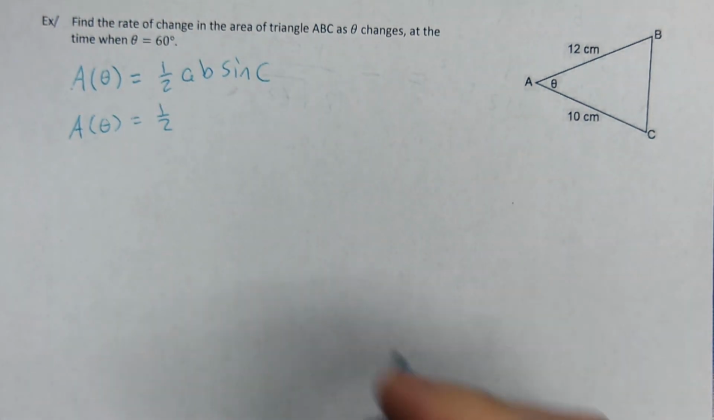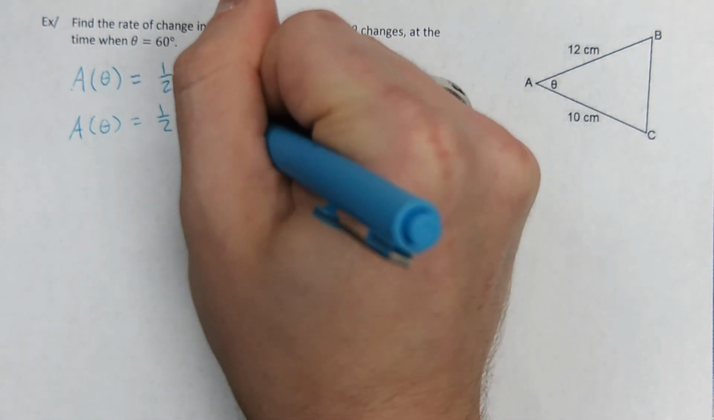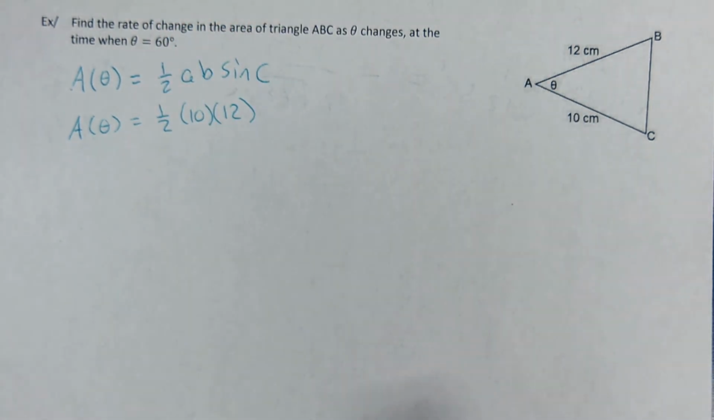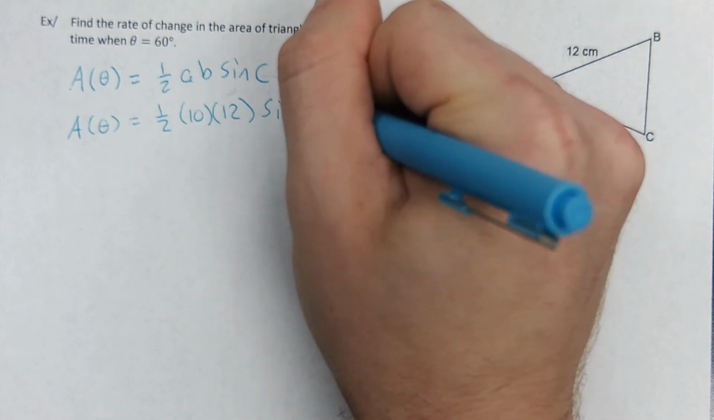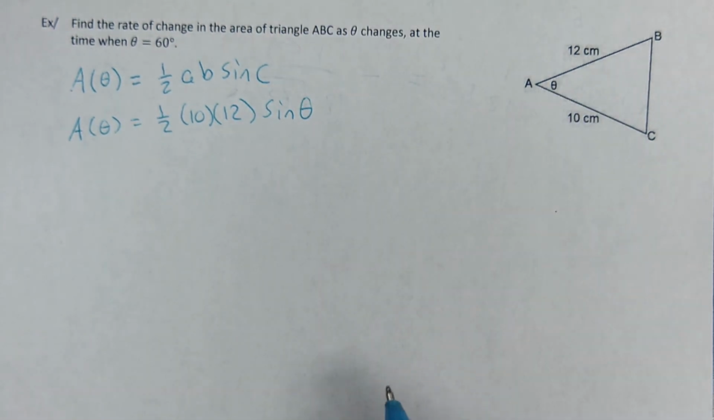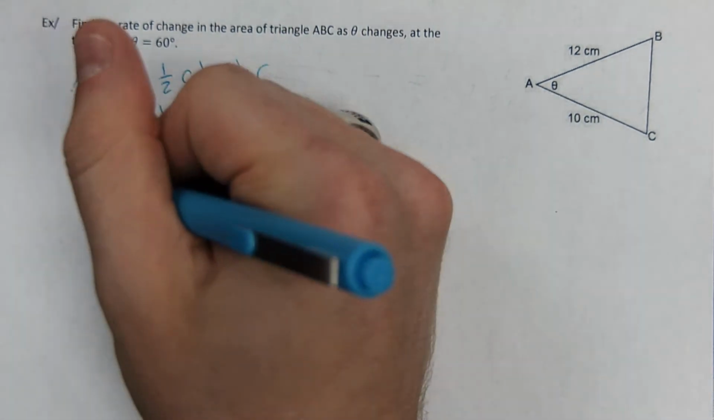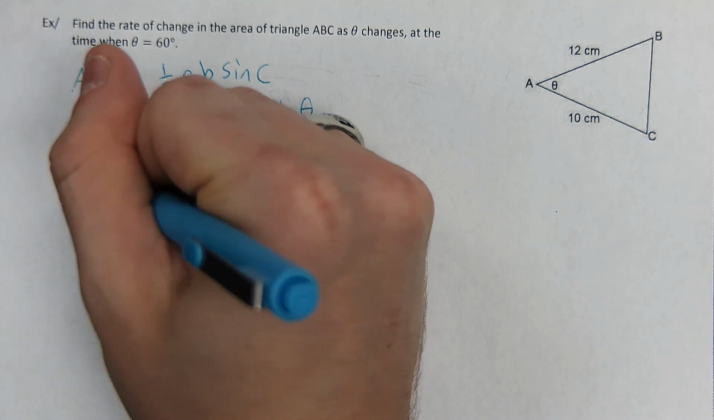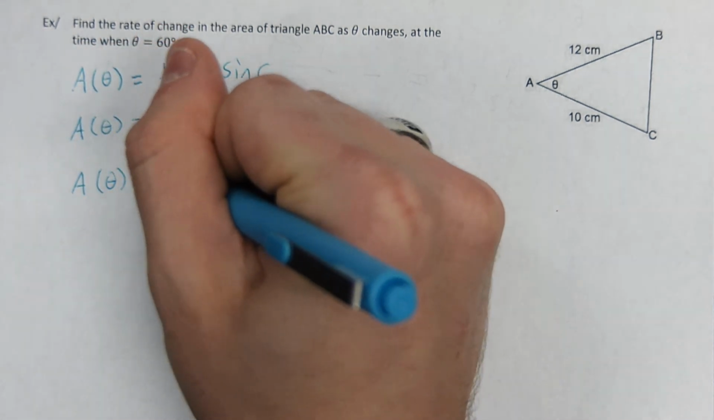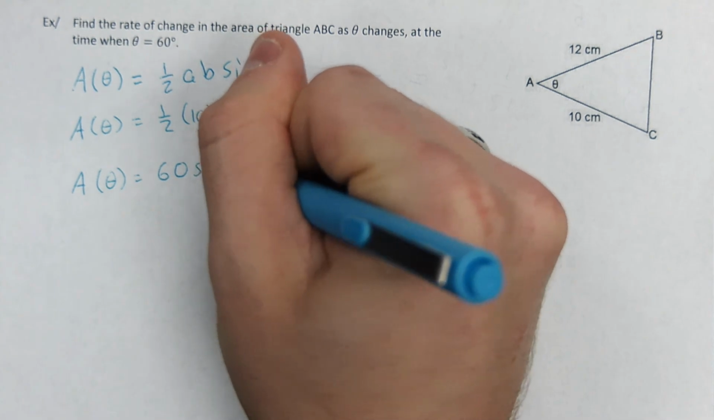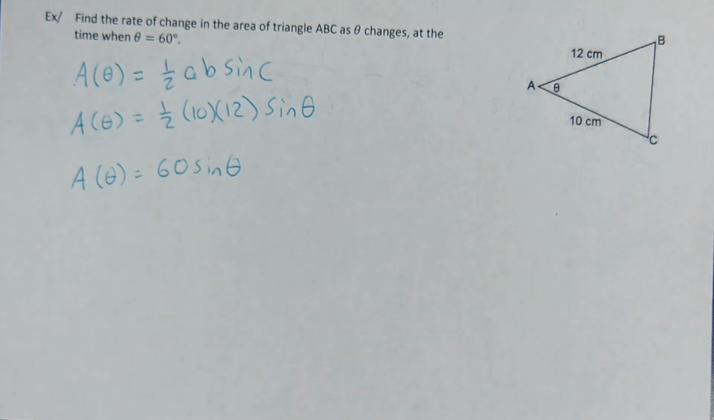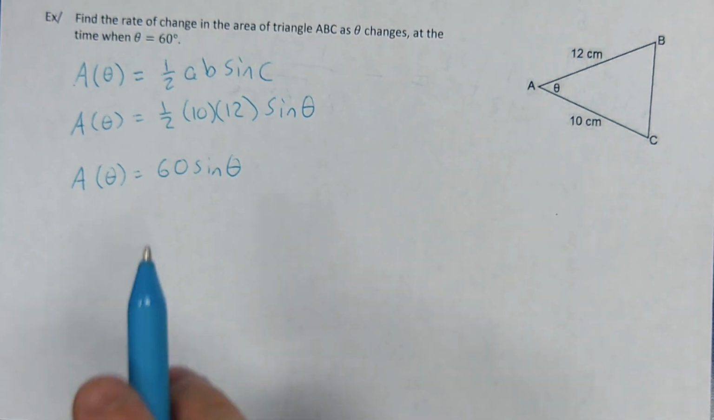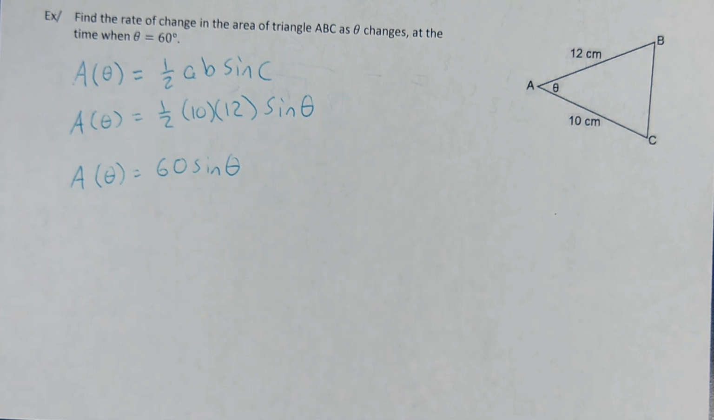So our area in terms of theta would be 1/2 times the two sides we know, 10 and 12, and the angle we don't know, sine of theta. So that's 60 sine theta. So given any angle between 0 and 90, we can plug it in right there and we can see what the area is.